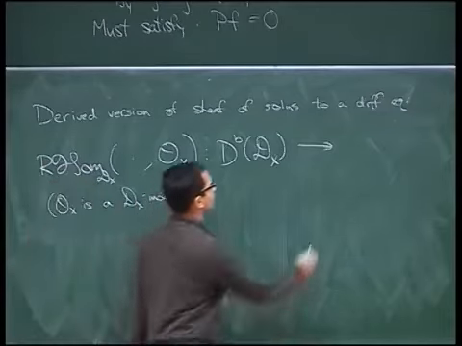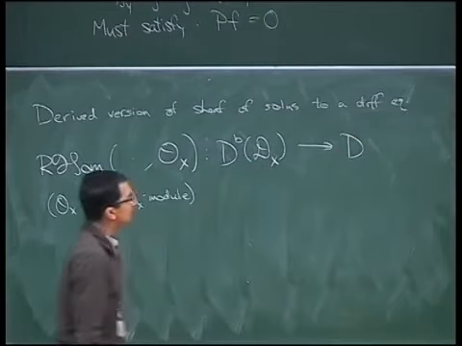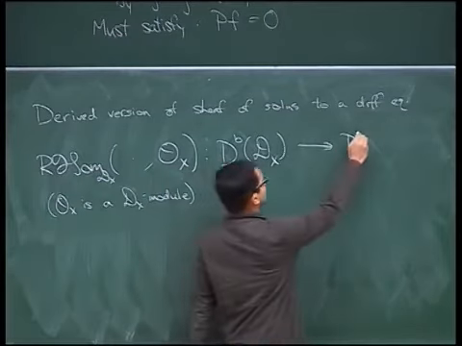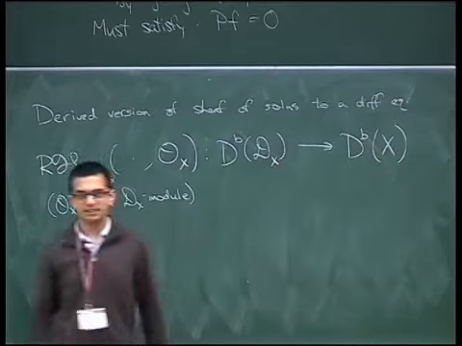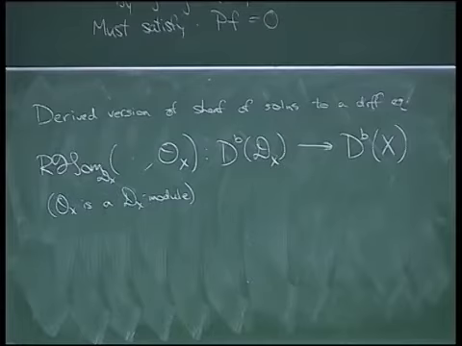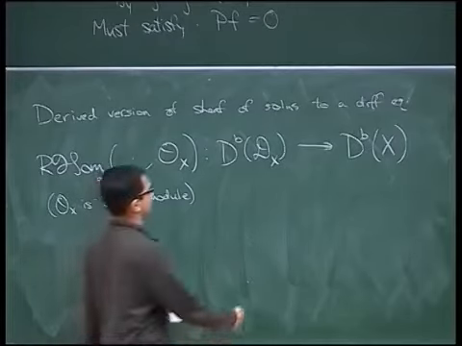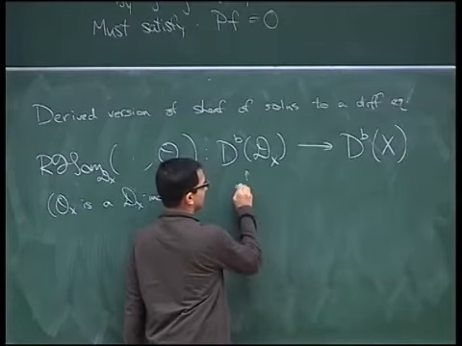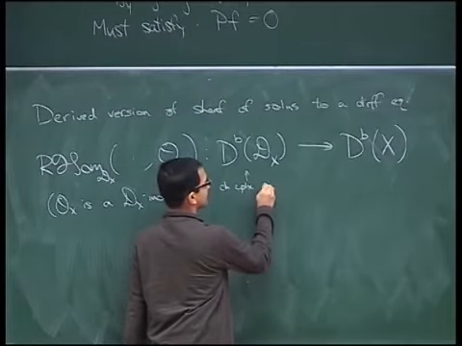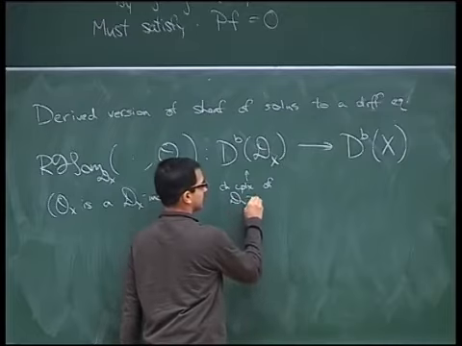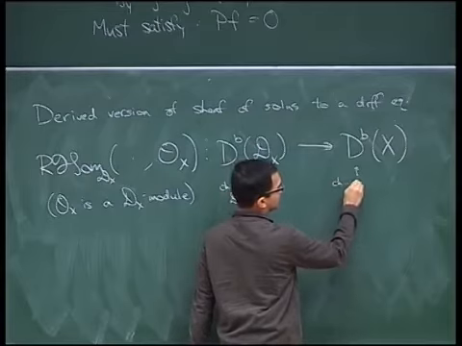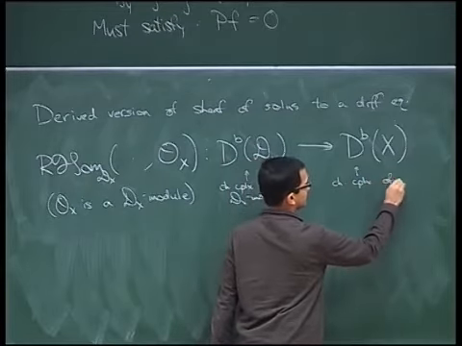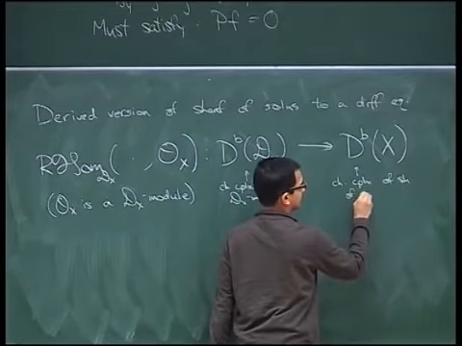And then, well, we'll see in a moment what we get here. But to start off with, we could just say that you get a sheaf of vector spaces, or rather a complex of sheaves of vector spaces. So this is chain complexes of D_X modules, and this is a chain complex of sheaves of vector spaces.